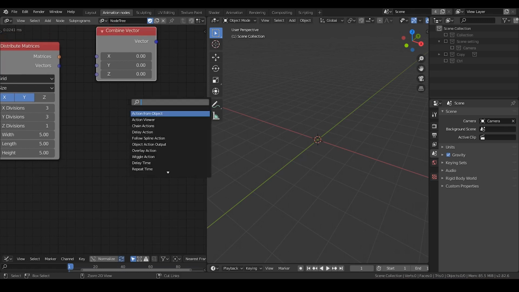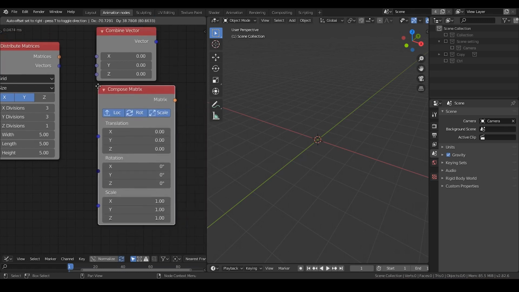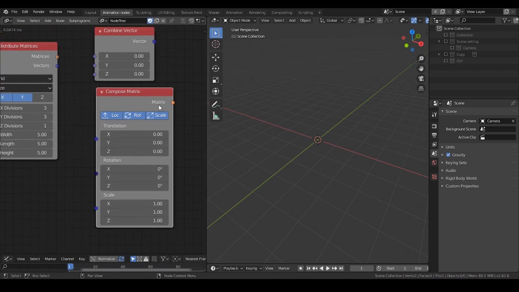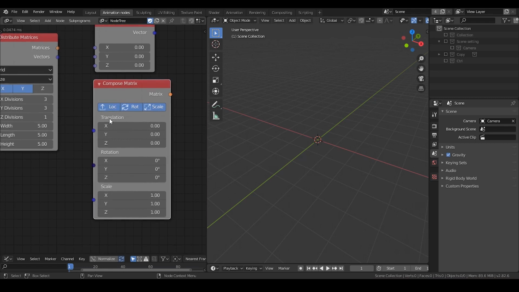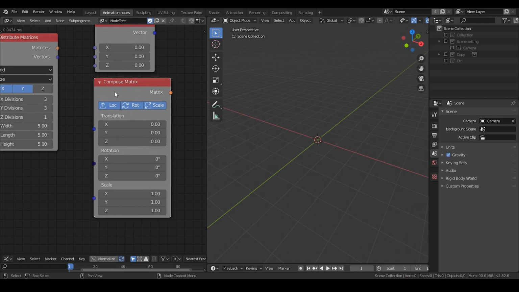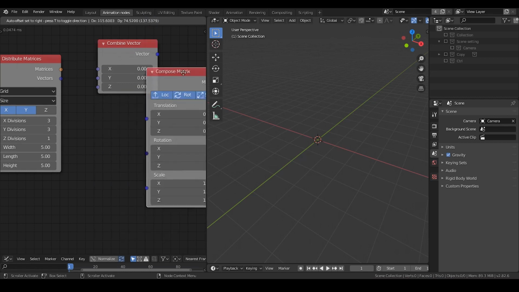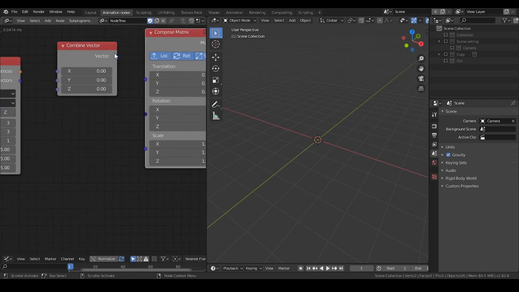But if you're talking about the matrices, let's compose a matrix. You can see it has basically 9 numbers. And these 9 numbers basically mean location, rotation, and scale, 3 numbers for each. So in this case, you can think a matrix is equivalent to an object, which has transform data of location, rotation, and scale, while the vector is just 3 numbers. But of course, you can use a vector to compose a matrix, like connecting the vector into translation.